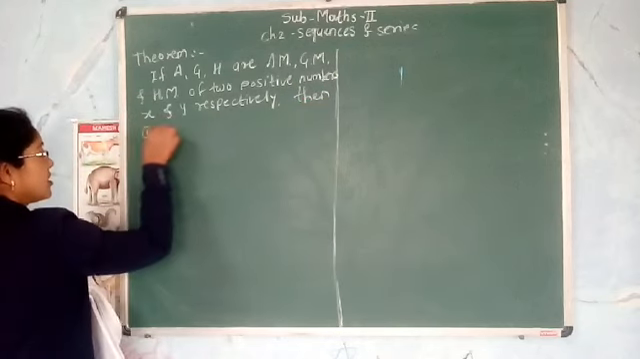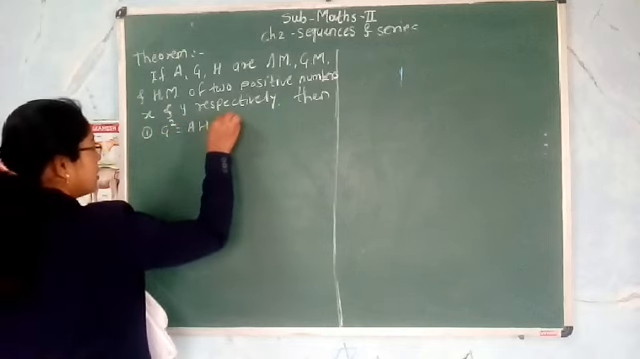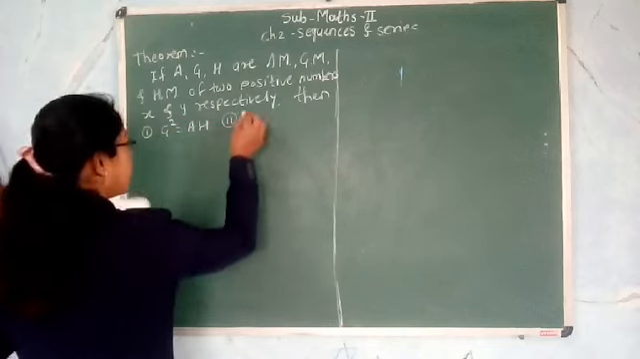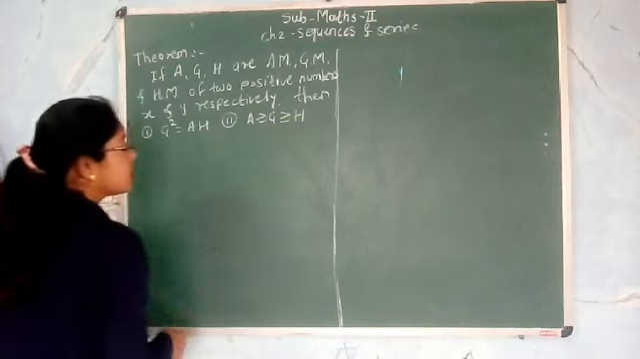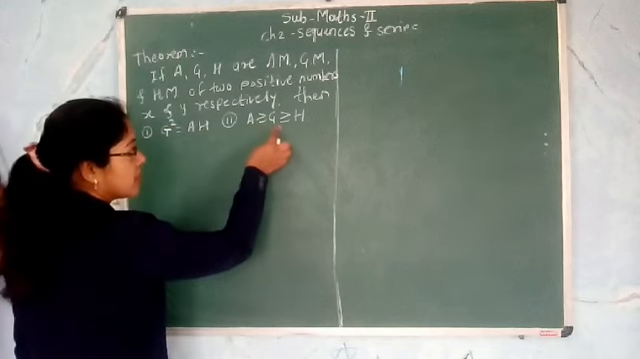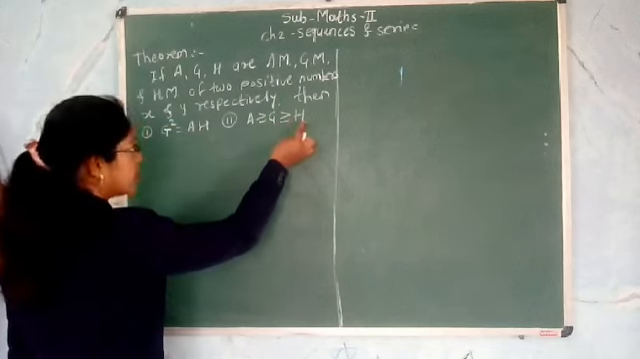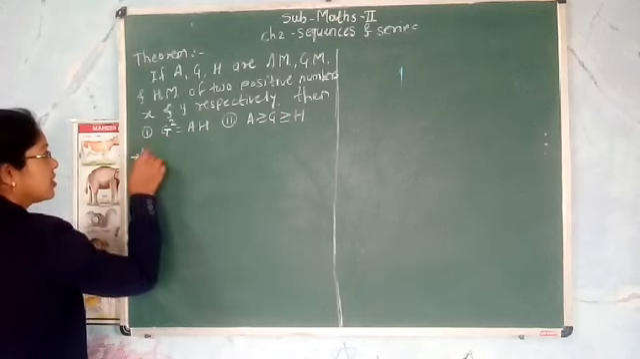फर्स्ट आपल्याला शो करायचे G square is equal to AH, आणि सेकंड आहे A is greater than or equal to G is greater than or equal to H. G square is equal to AH and A is greater than or equal to G, greater than or equal to H. So we will show the first.